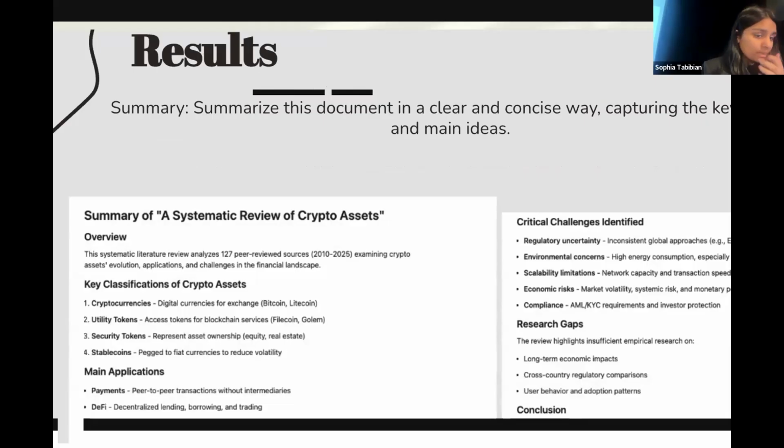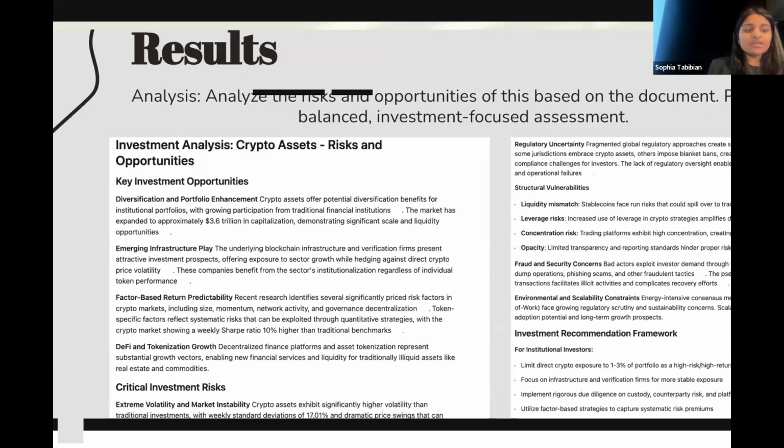Another thing is that it was really shallow and not deep. It was surface-level summarization and didn't really help understand what the actual goal was. The analysis was a lot more in-depth and more helpful for investors, because it actually showed key investment opportunities and risks, which are what investors are looking for.